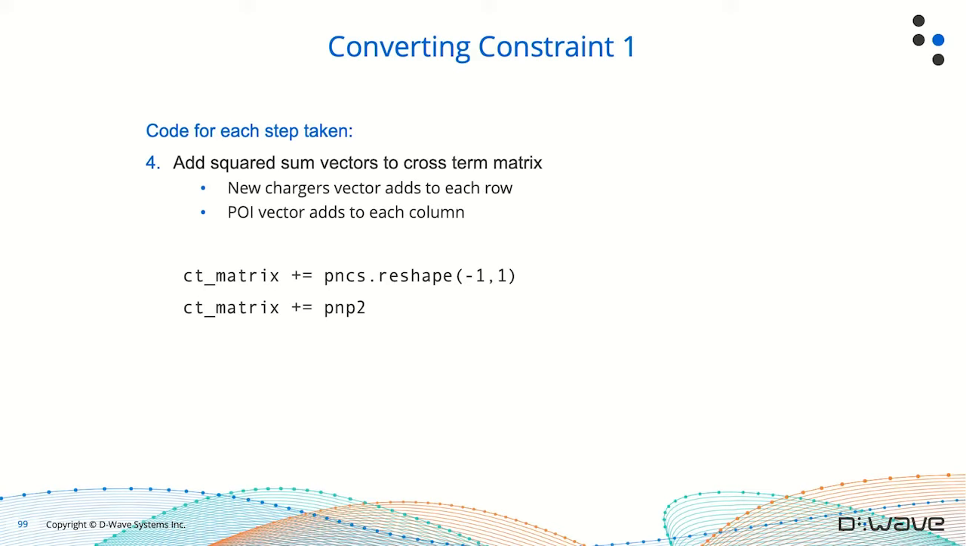All right, then the next step, we add those squared sum vectors to the cross-term matrix. So remember, we wanted to add the new chargers vector to each row, and the point of interest vector adds to each column. So you're going to have to reshape one of these, and the other one will be in the right shape. You can usually look at the dimensions of your matrix to figure out which is which. And here we're just adding that to what we have in our matrix.